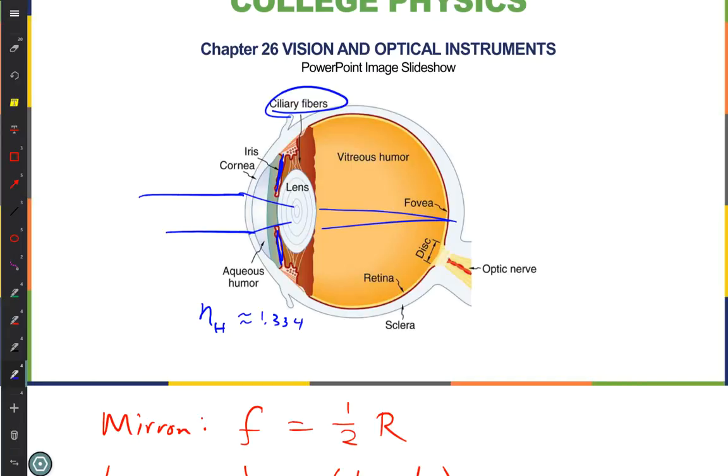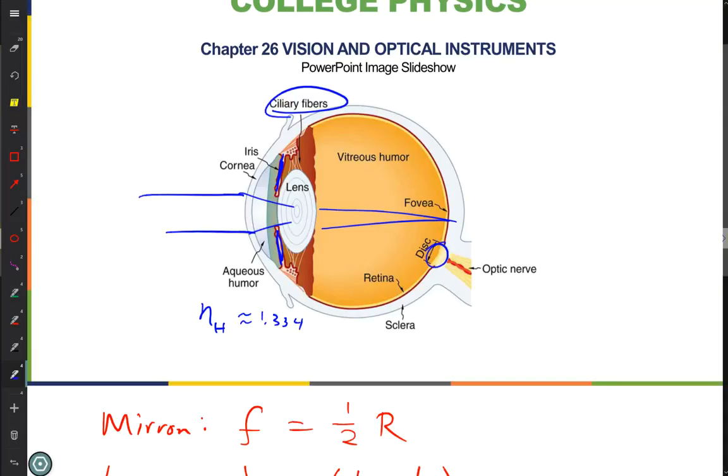So that's how the eyeball works. It's not super hard to understand, but it's reasonably complex. And as you study it more carefully, you find that it's more and more complex. So we're not going to get into all the complexities, but that's the way the eye is.